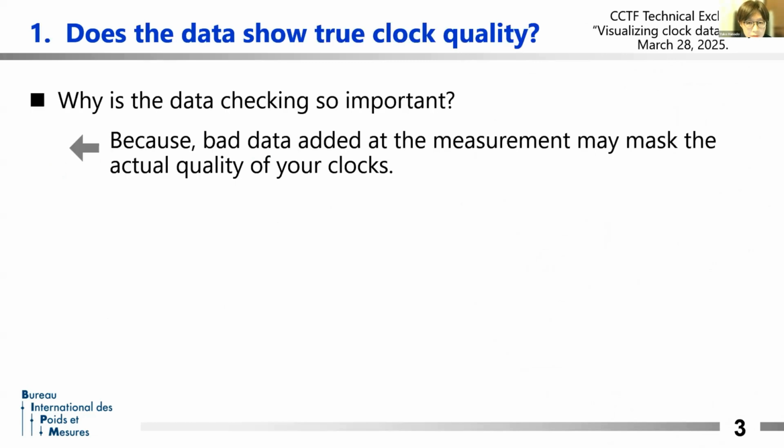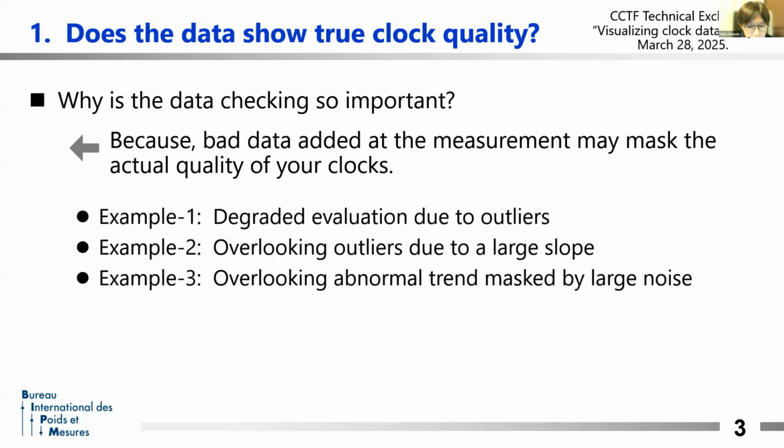Then, let's start the first part. Needless to say, the quality of clock data will directly affect the quality of atomic time scale. No matter how good a clock you have, however, bad data added at the measurement may mask the actual quality of the clock. Therefore, precise data checking is so important. The following 3 slides provide some potentially misleading examples.